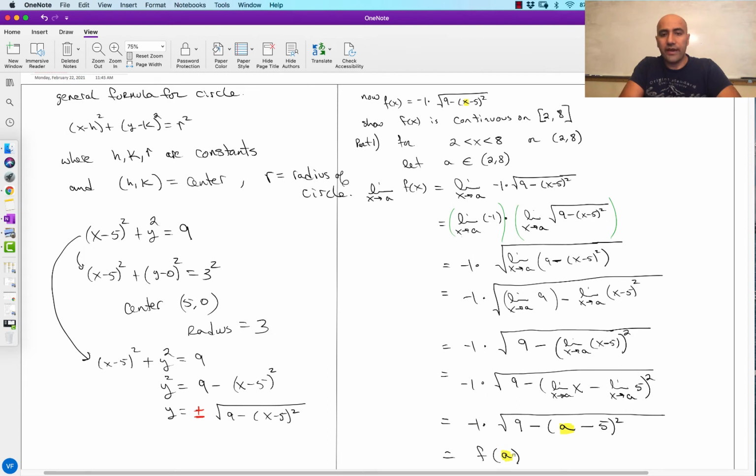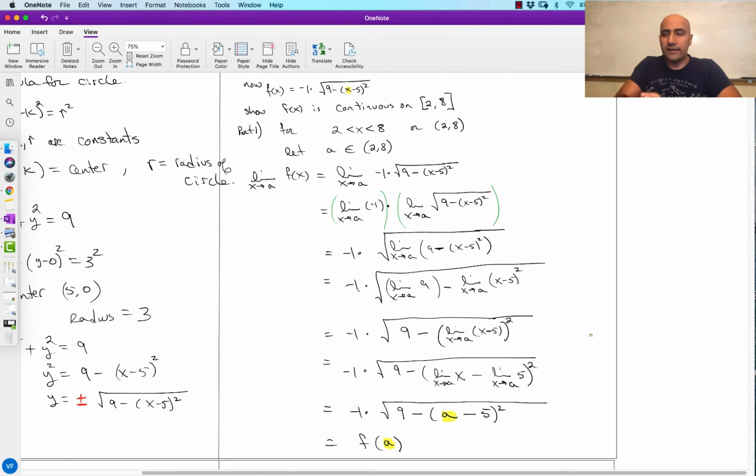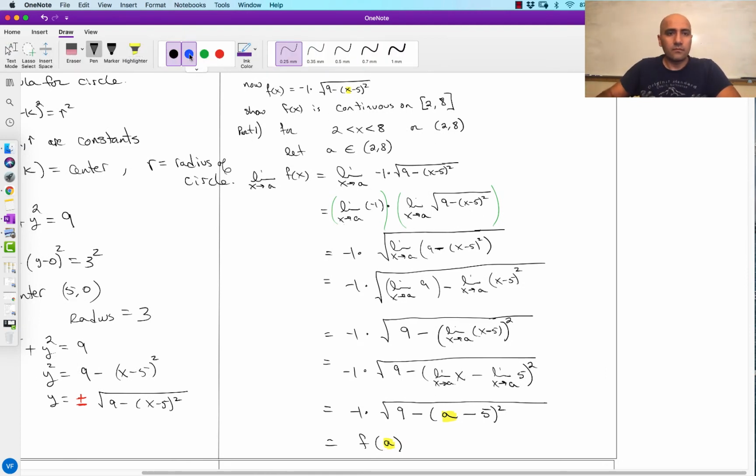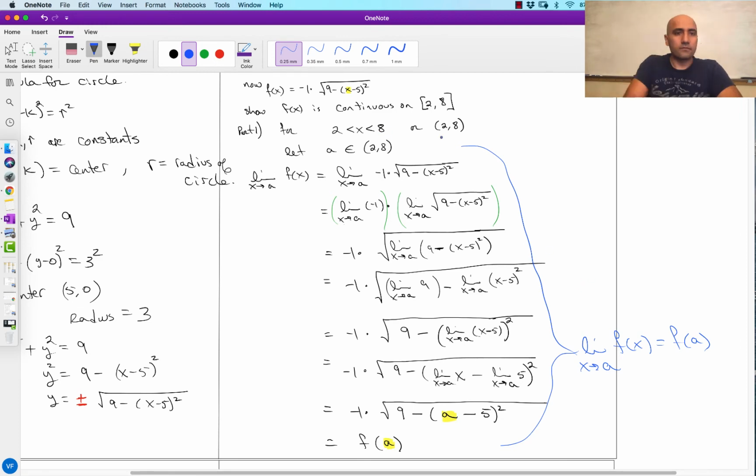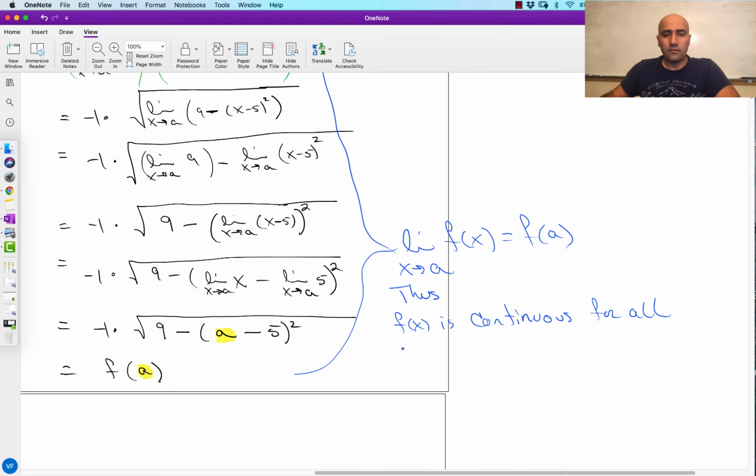Therefore, this is f of a, and what we have shown is that the limit as x approaches a of f of x equals f of a, right? If we bring this all together, all of this together is saying that the limit as x approaches a of f of x equals f of a. Good. So by the definition of continuous, we have shown that this function is continuous for all values a between 2 and 8. So between 2 and 8, always continuous.